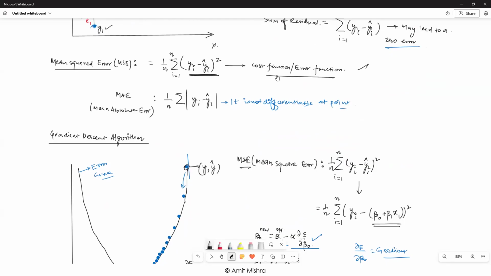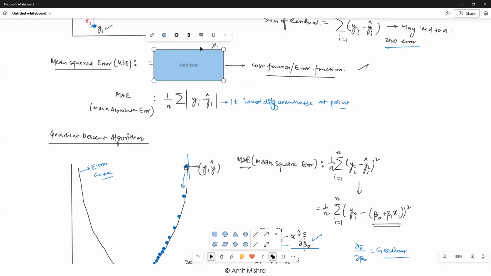And if you look here, the cost function or the error function is represented as 1 by n, summation i equals 1 to n, (yi minus yi hat) square. This is basically represented as the average value of the error. This is your actual value of the error, and it is represented as your cost function. This is called MSE. Okay.